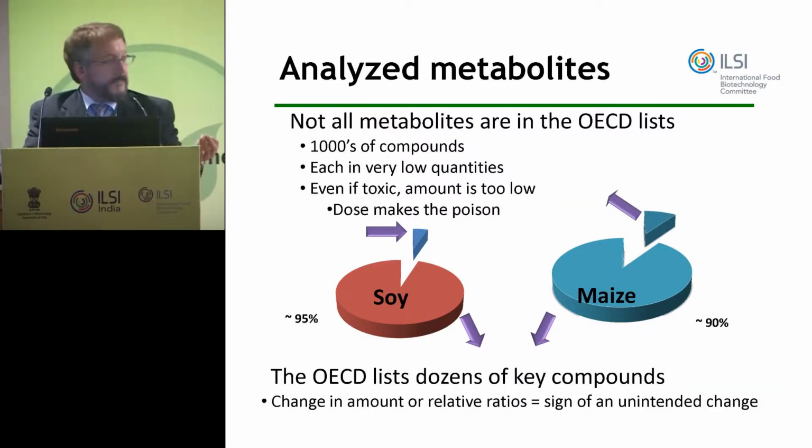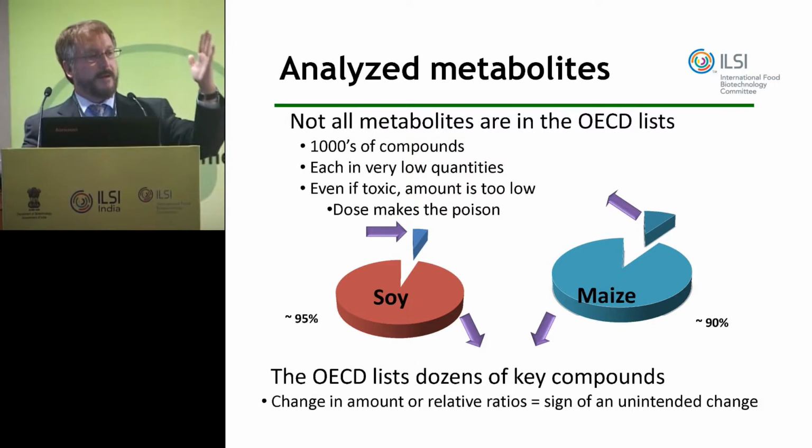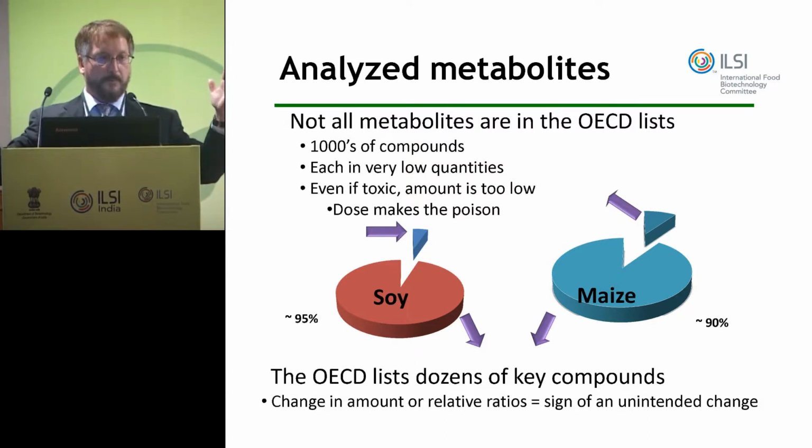So if one looks at the list of compounds that OECD has for maize and soybean, it turns out that they only cover about 95% of the compounds present in soybean and about 90% of the compounds present in maize. And again, the compounds in the OECD list were chosen to represent the products of key central metabolic pathways, with the premise that if there's a change in relative ratios, that could mean that an unintended change is present.